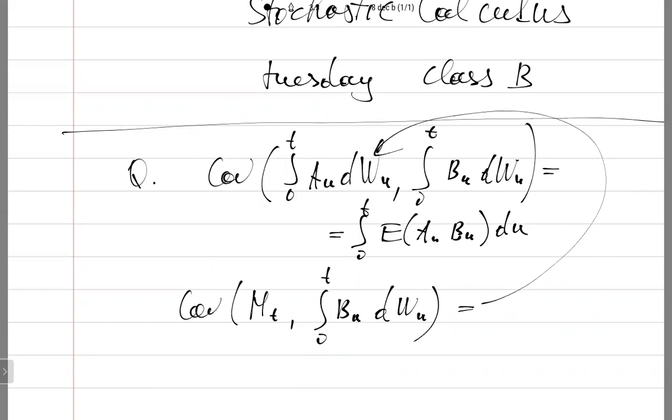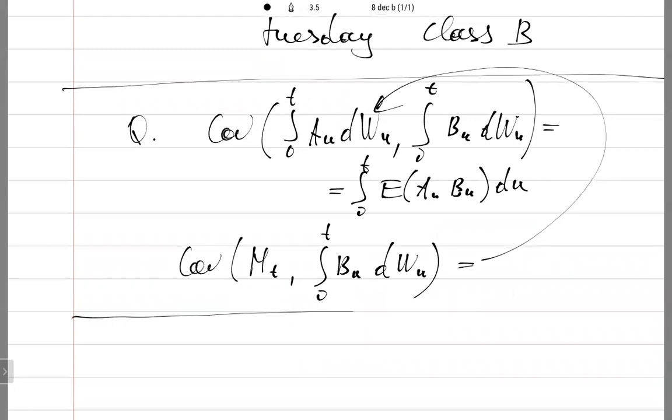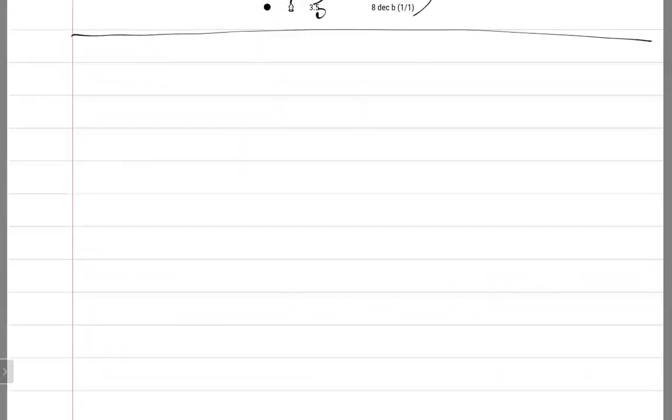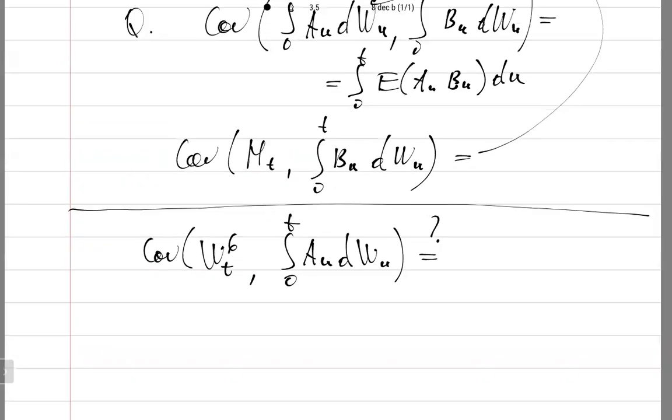Boris Borisovich, I have one question. What to do, for example, if we have in the covariance a Wiener process in some power, for example, squared or cubed or to the 4th power, what should we do? Covariance of WT with what? With a stochastic integral. I don't see that you can have a general answer. So once again, if you are lucky, the question is like the previous one.